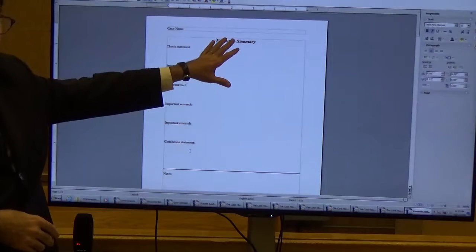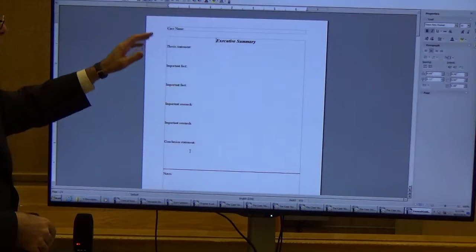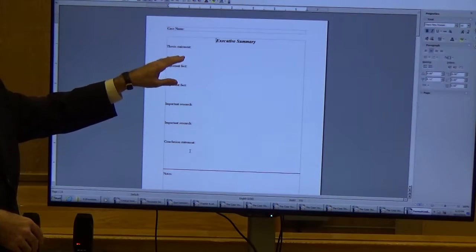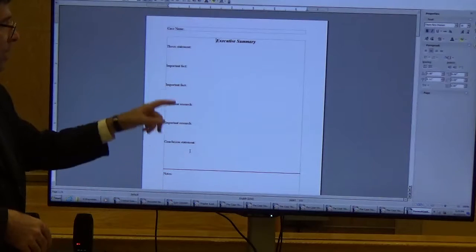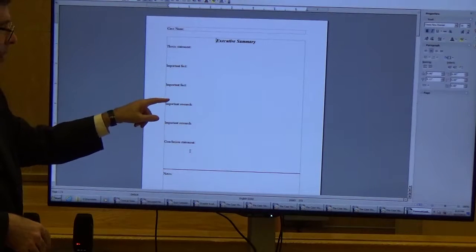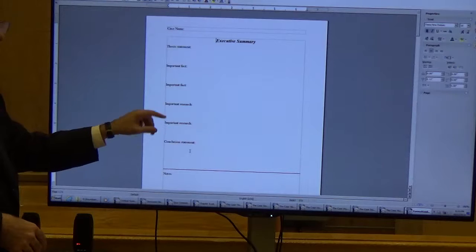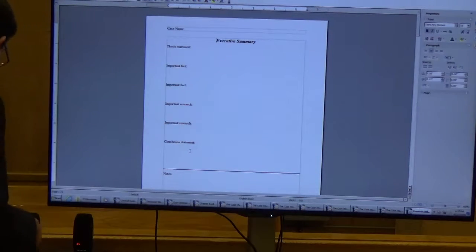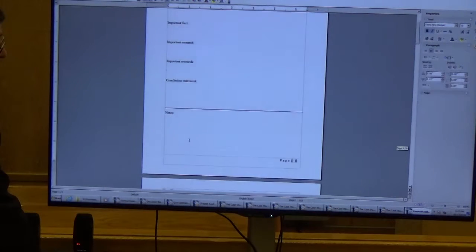So let's go page by page and you'll see what I mean. Here's the first section of the paper, the executive summary. You're going to write down whatever your thesis statement is, which is your conclusion, and then the important facts, maybe important research. It's very limited, very short and sweet. Now, let's guide down a little bit.